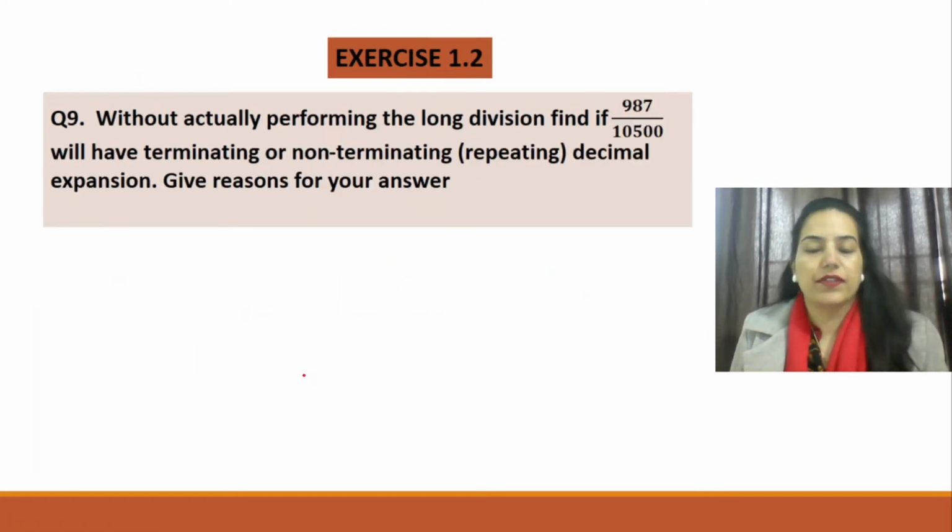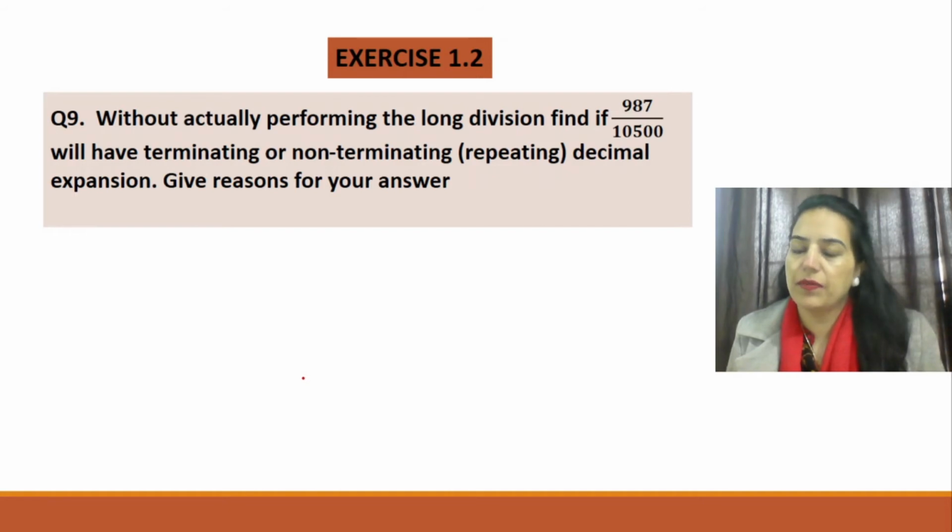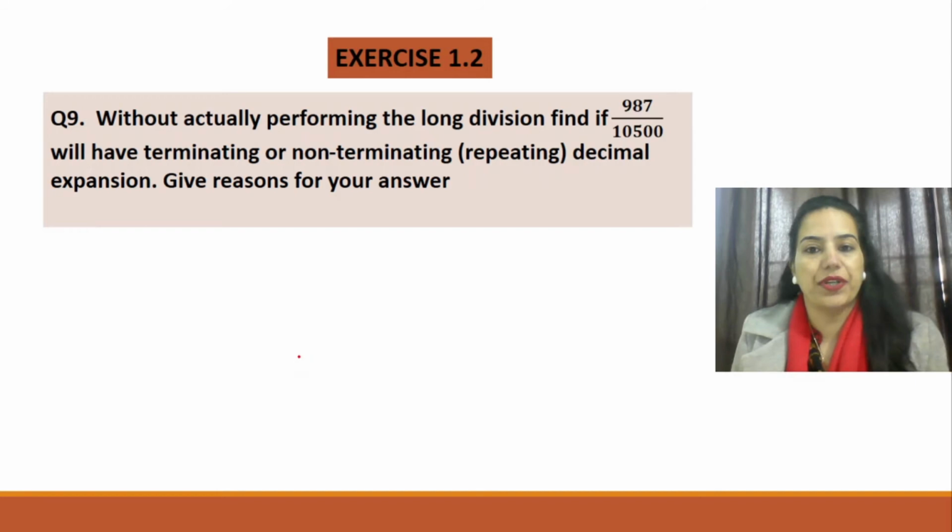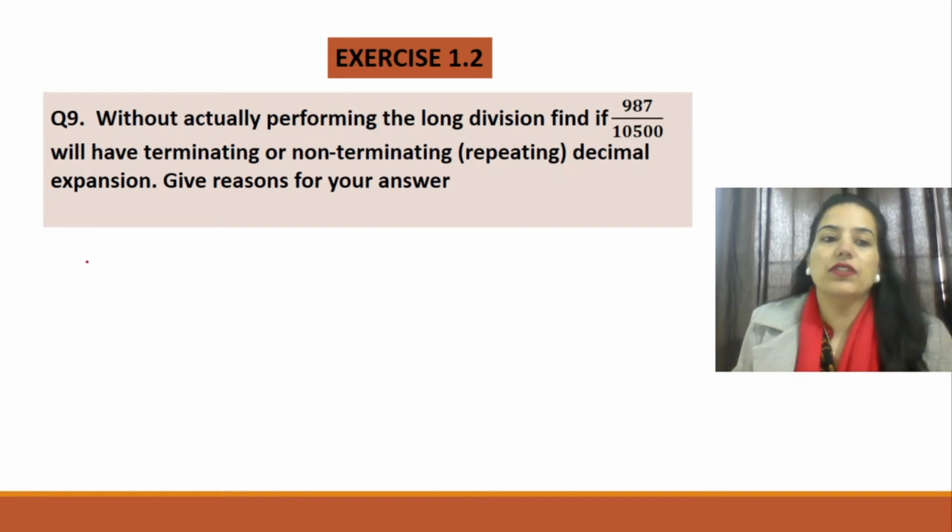Question number 9. Without actually performing the long division, find if 987 upon 10500 will have terminating or non-terminating decimal expansion. Yes, only the denominator factorization can help you, but there are chances if there is any common factor with the numerator. So when there is a big expression, you factorize the numerator as well.